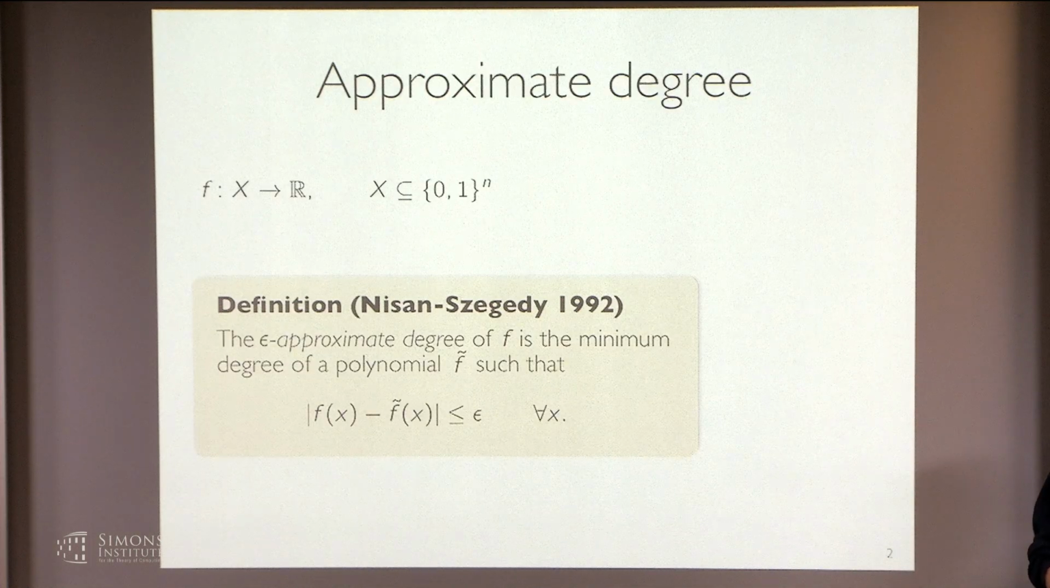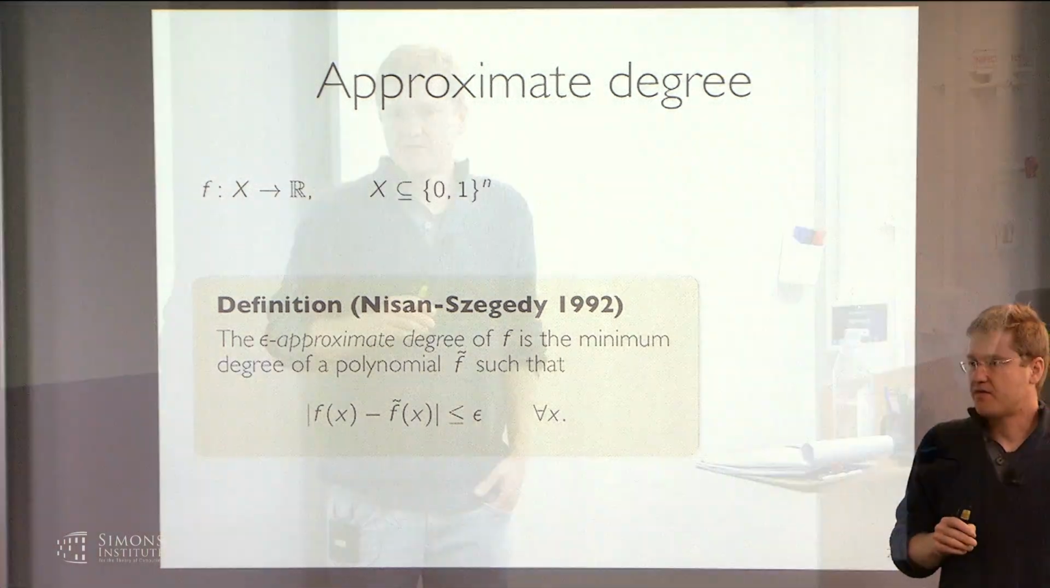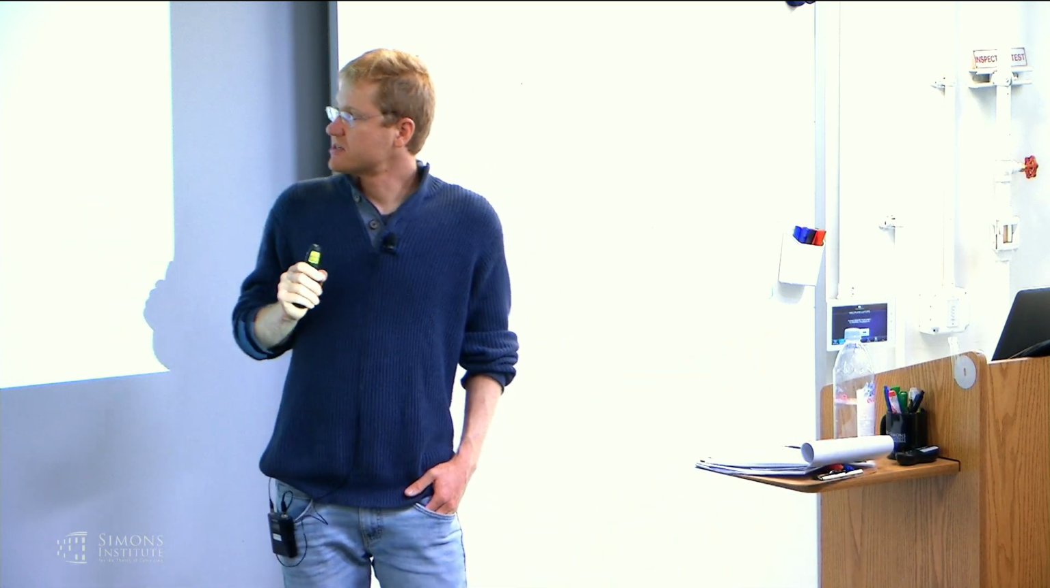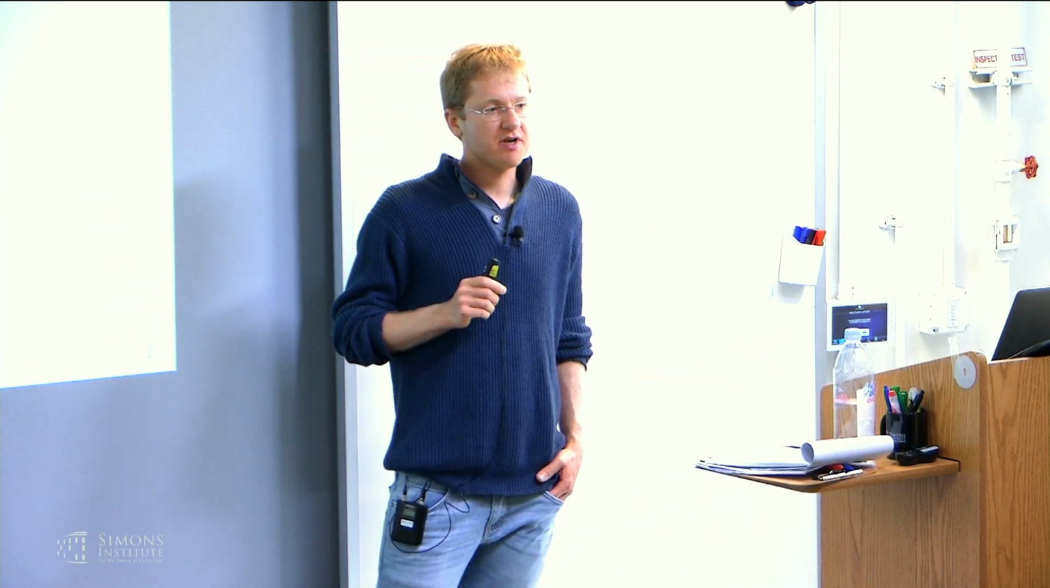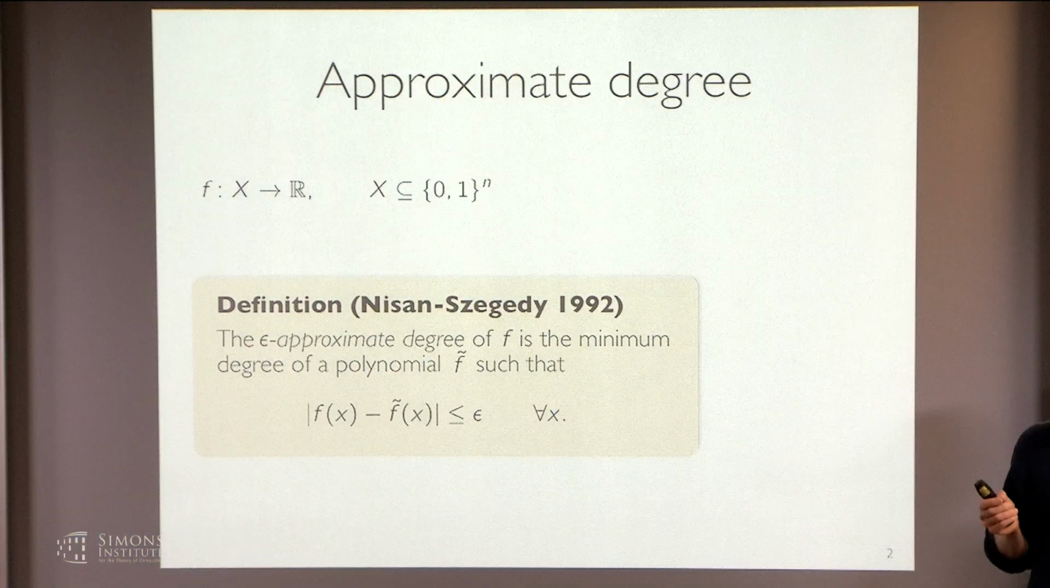The key notion in this work is that of epsilon approximate degree. So let's fix an arbitrary function. It could be a real function, a Boolean function. The epsilon approximate degree of f is the minimum degree of a real polynomial that approximates f pointwise within epsilon.